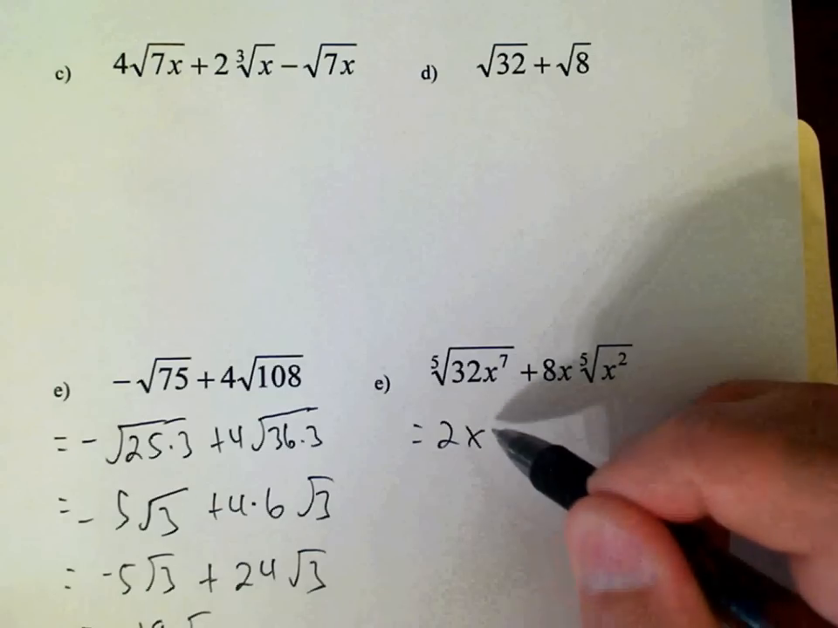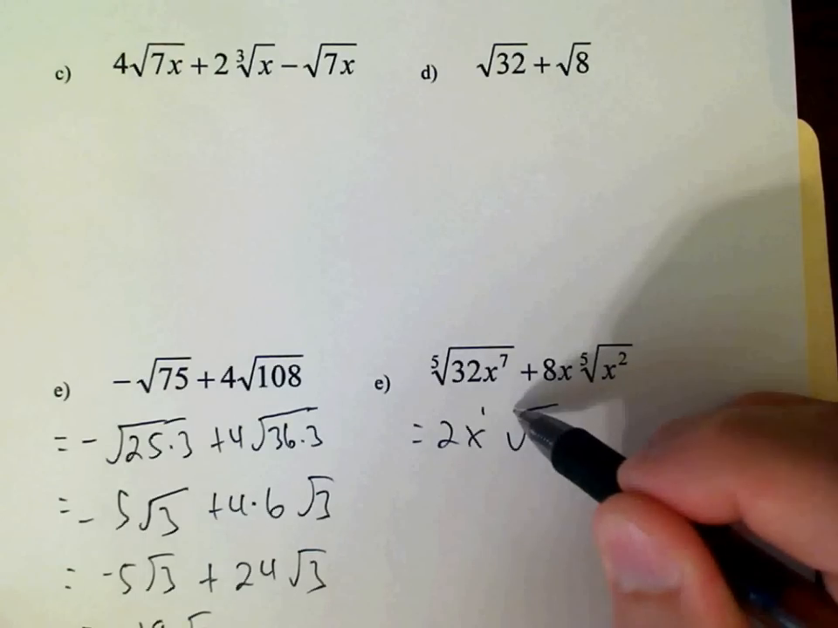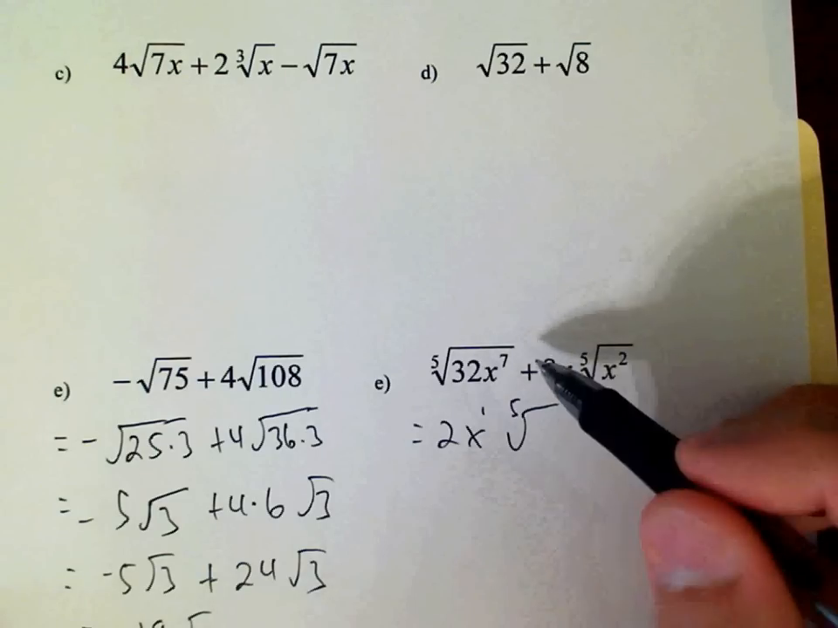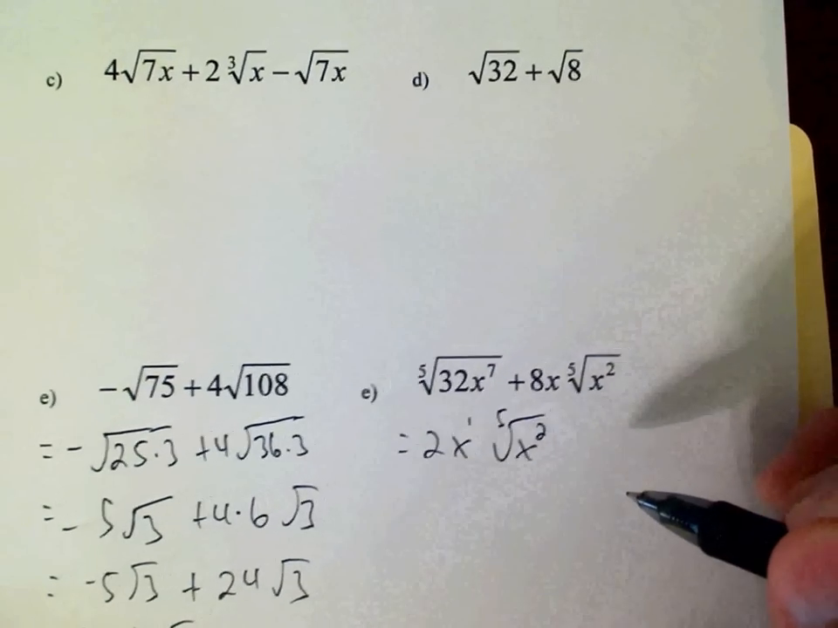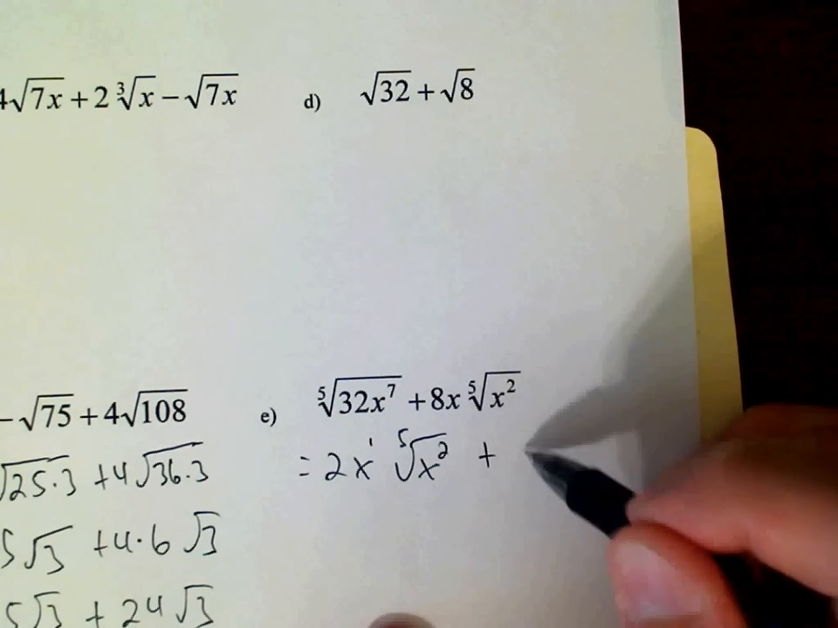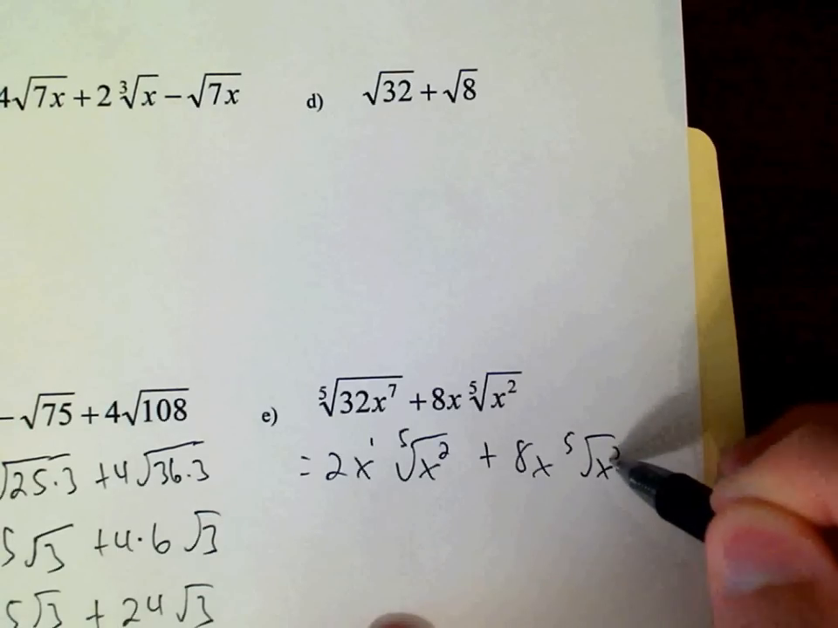So that means we have x the first on the outside, and we've got an x underneath the fifth root. Make sure you get that fifth root in there. And so 5 goes into 7 once, and leaves the remainder of 2, so that goes on the x on the inside. Plus 8x fifth root of x squared.